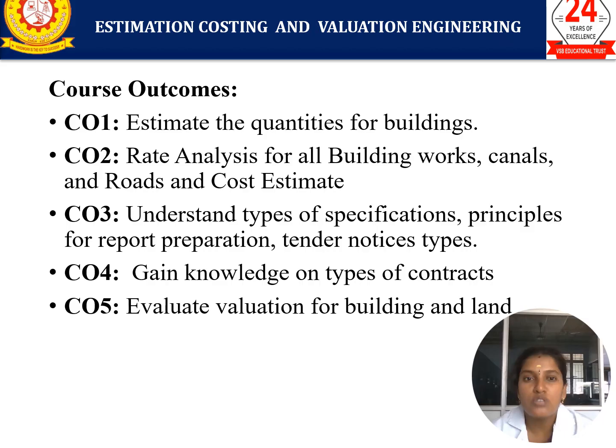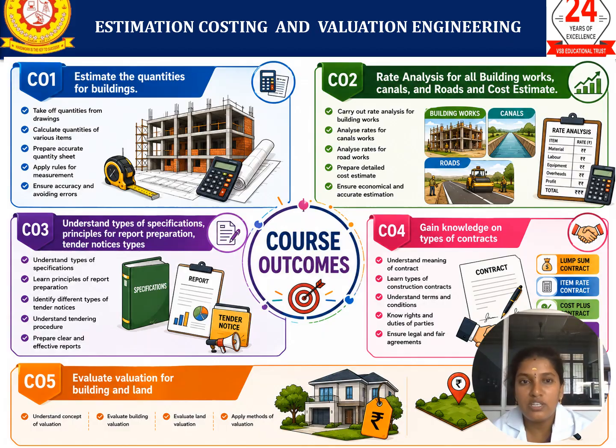So these are the course outcomes of each unit, right? First one, unit 1 is CO1: to estimate the quantities of building, to take off quantities of various items. We can calculate each and every item, calculate the quantity, and prepare the data sheet. We apply the rules of measurement for calculating the measurements, and ensure accuracy and avoid errors. So once we know this, we can calculate the quantity of material, right?